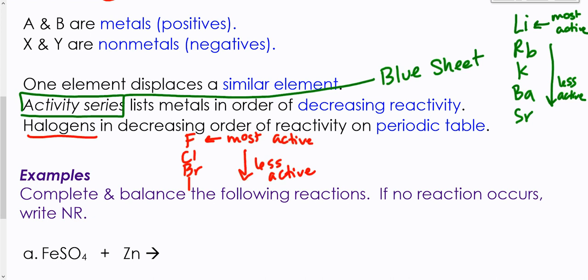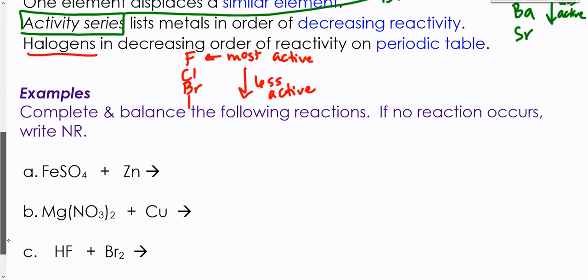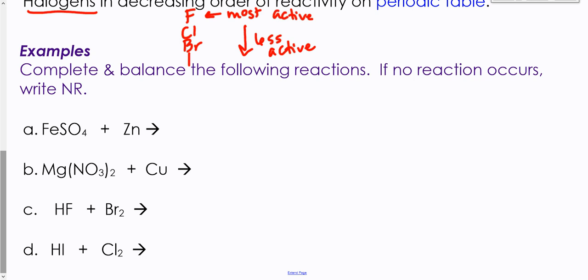I'll show you what I mean when we go through some examples. So we have here iron(II) sulfate plus zinc. This is single replacement because I have an element in my zinc and a compound in my iron(II) sulfate. What I want to look at here are the charges. My iron is my cation and my sulfate is my anion, and my single element zinc is a cation. So I'm predicting that zinc will try to replace the iron because they are both cations.